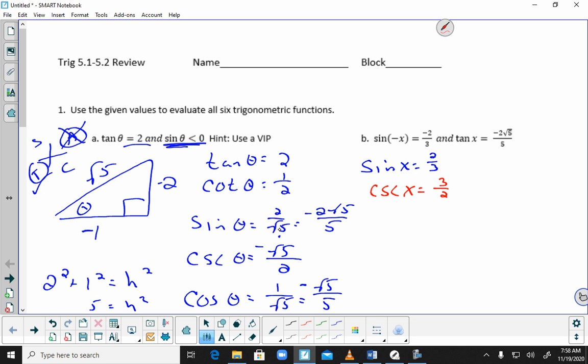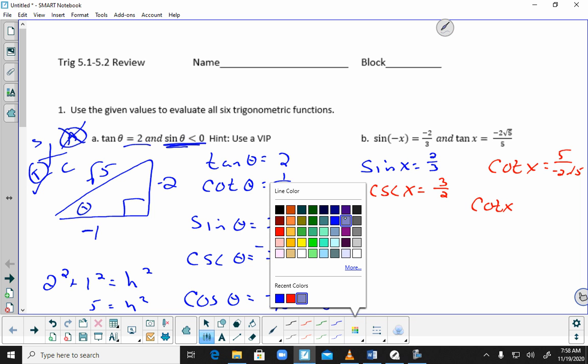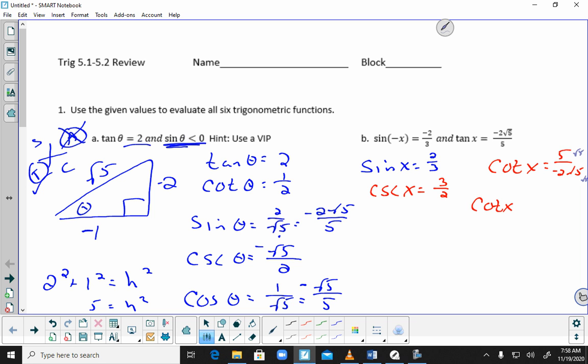If I'm finding the cotangent, I'm going to find the reciprocal. So that'll start off as 5 over negative 2 square roots of 5. Rationalizing the denominator by multiplying by the square root of 5 over the square root of 5, I would have started with 5 square roots of 5 over a negative 2 times 5. I'm going to leave it like that on purpose. And so I get my cotangent of x equal to the square root of 5 over negative 2. So the whole thing is going to be negative.